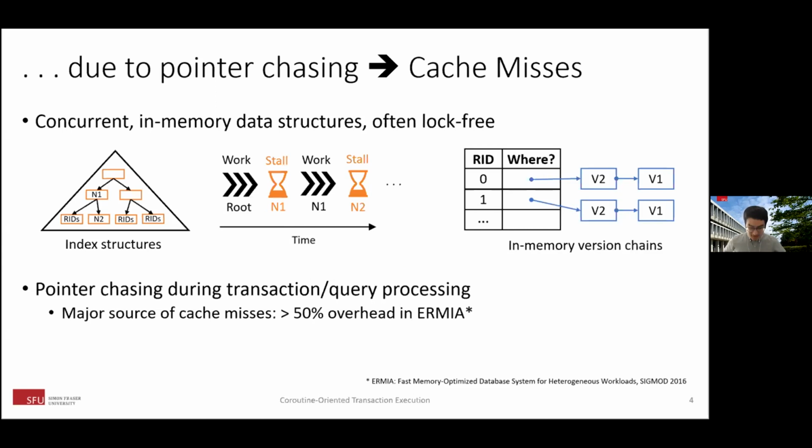Now, at this point, I hope I got across the idea that we will have a lot of cache misses because of pointer chasing in main memory databases, and this is causing a lot of CPU cycles to be just stalling and doing nothing, waiting for data to be fetched to the CPU.